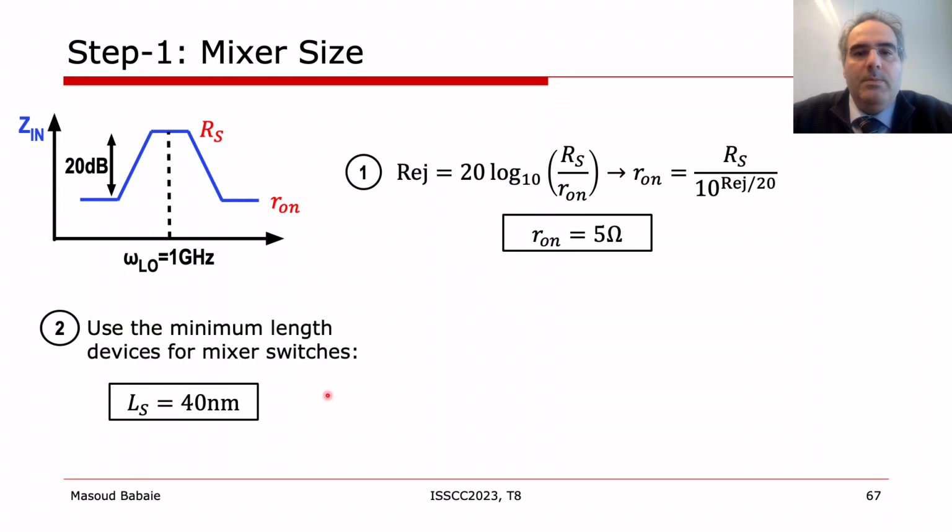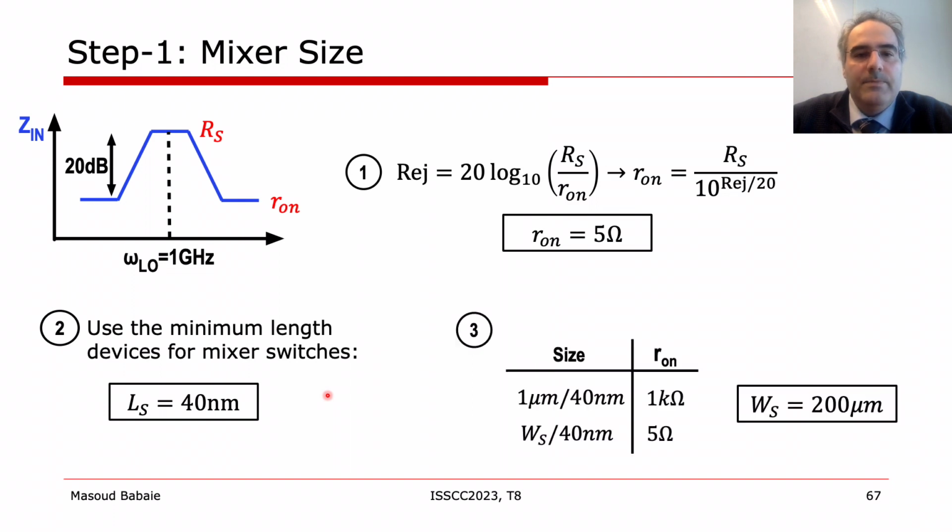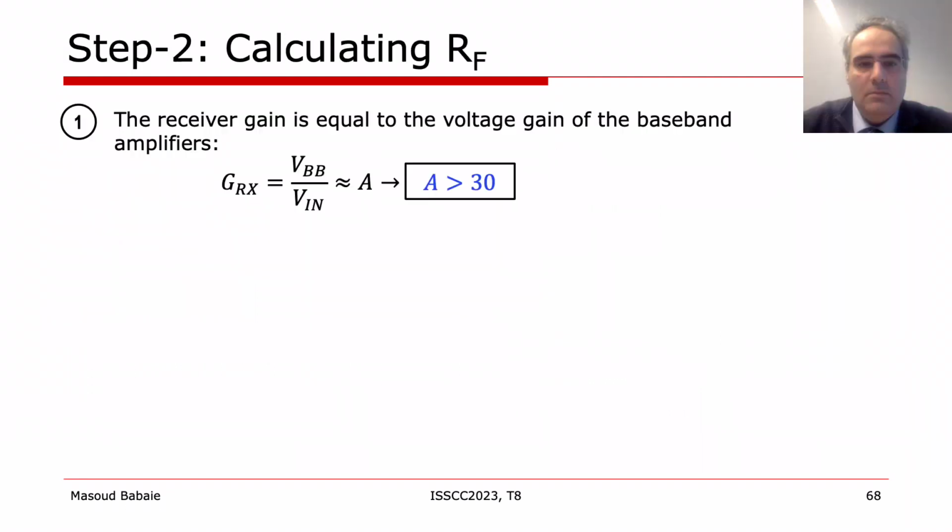To minimize the parasitic capacitance of the switch and reduce the power consumption of the LO drivers, mixer switches must be realized by the minimum length transistors. Since Ron of a 1 micrometer over 14 nanometer transistor is 1 kilo ohm, the width of the mixer switches must be more than 200 micrometer in order to obtain a 5 ohm Ron for the mixer switches.